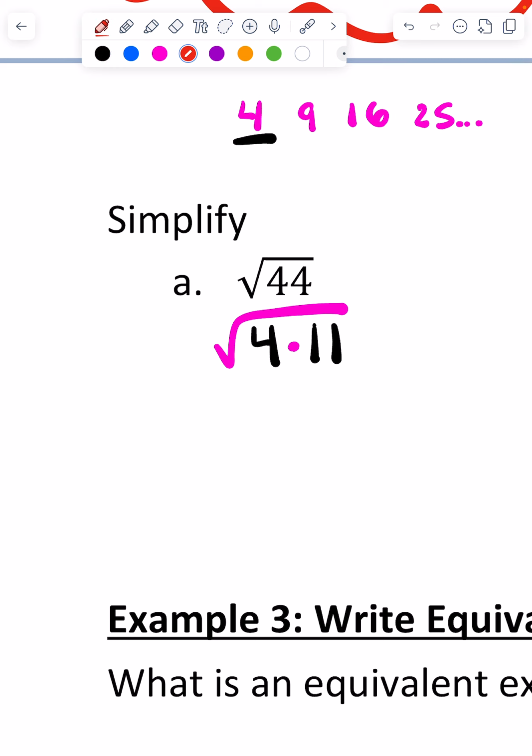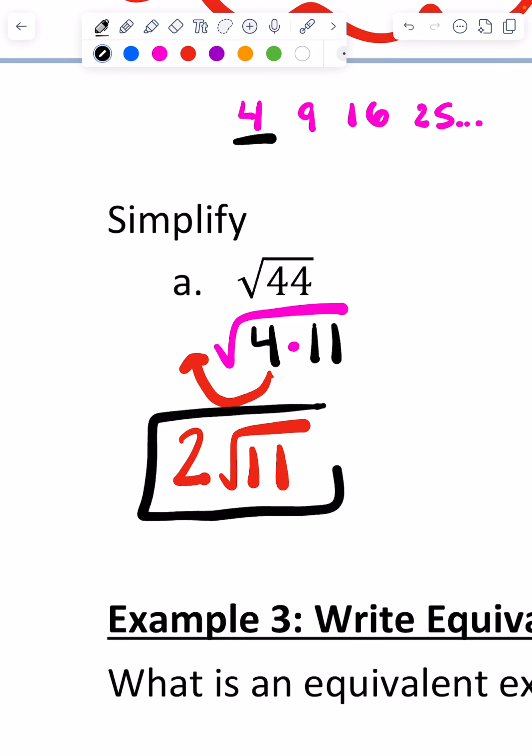And now I'm going to write this a little bit different than before. I'm going to draw an arrow to the front of my radical that brings my perfect square out front. And when I bring a number out front, we take the square root of it. So the square root of 4 is 2. Square root of 11, we cannot do. 11 is not a perfect square, so it just stays on the inside.